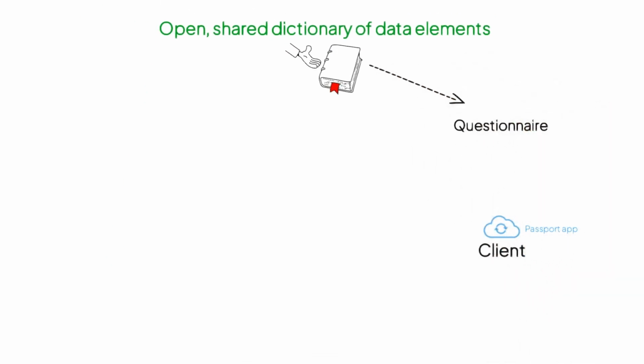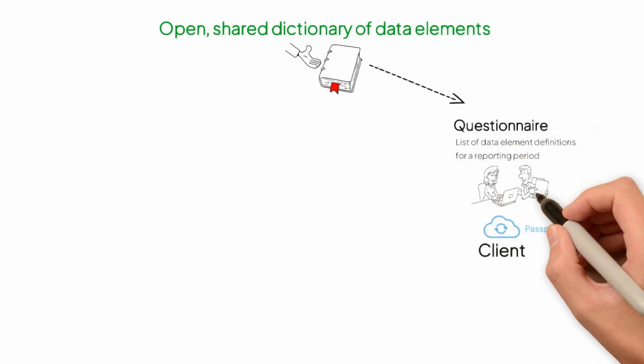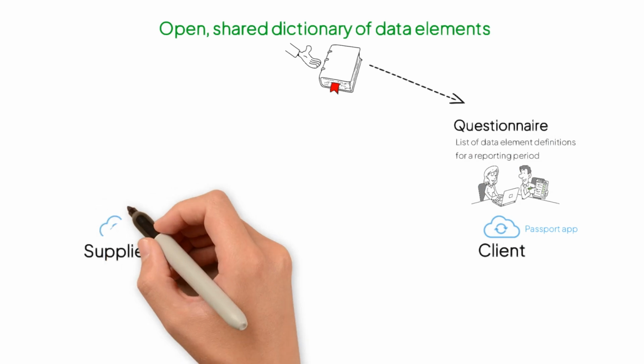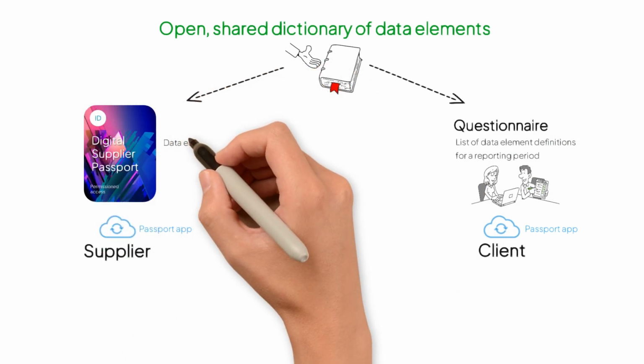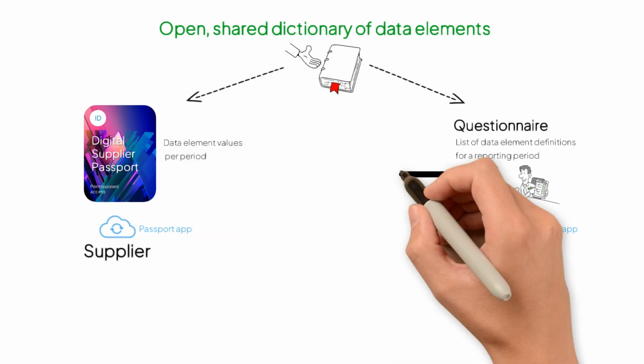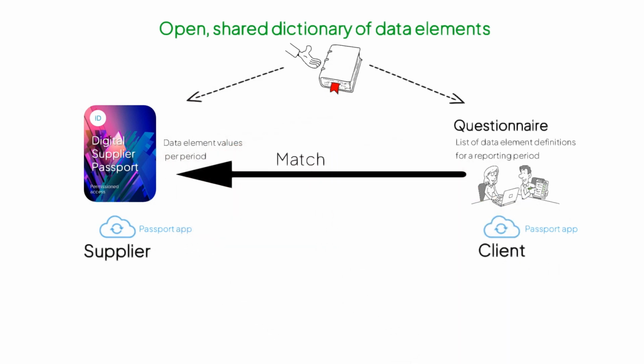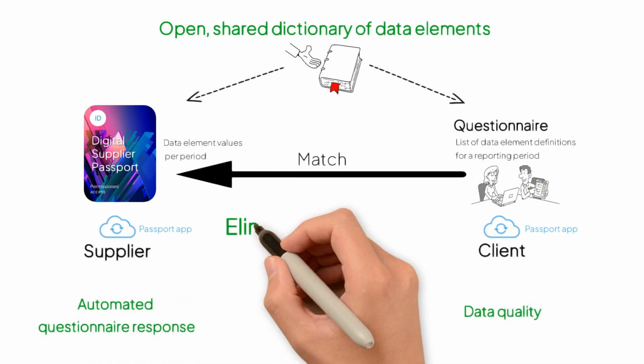With Passport, clients use questionnaires to easily collect structured supplier data. A questionnaire is simply a list of data elements a client requests from a supplier for a particular time period. After a supplier adds the corresponding values to its digital passport, the values are matched with each questionnaire received. Clients get clean data from their suppliers, and suppliers only have to input data element values once.